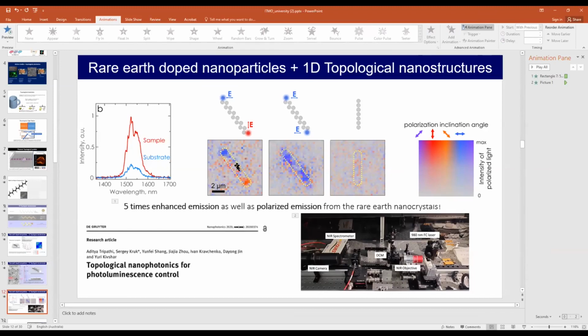But I'm not sure whether you can achieve enhancement of the same level, or how effectively it can control polarization. I don't have a quantitative comparison yet. Okay, I see. But for sure it should work.